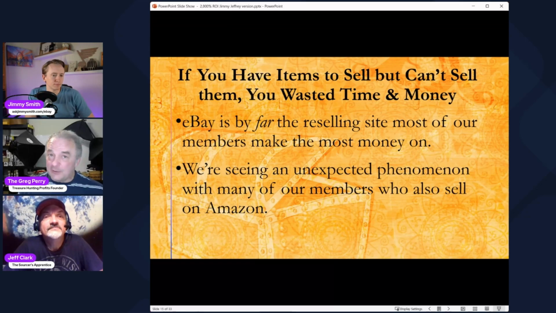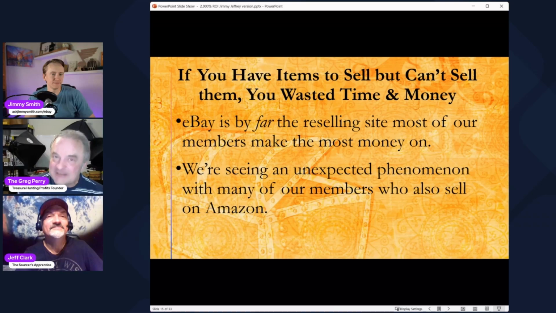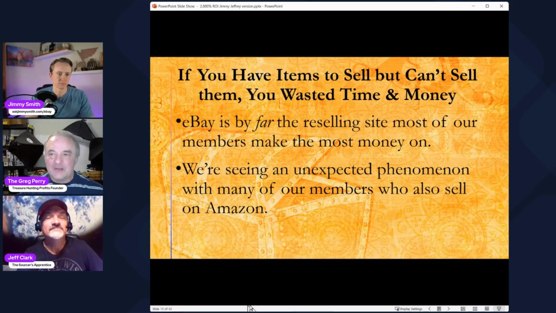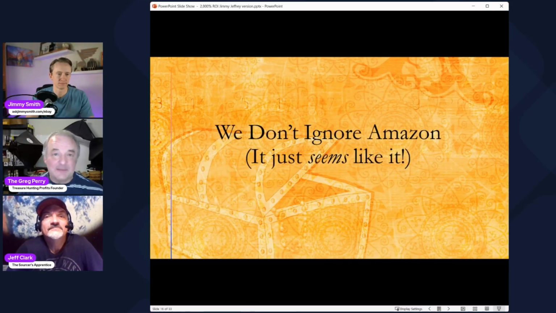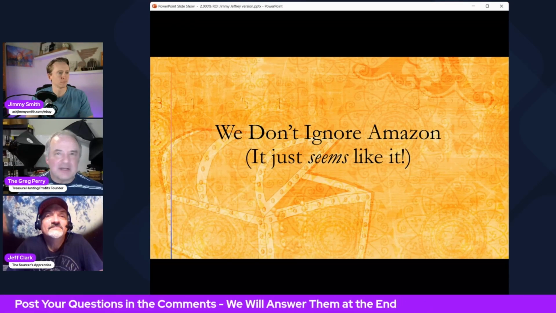I want to warn you that a shockingly large number of our resellers came from Amazon and they're moving away from Amazon and toward eBay exclusively. Not all of them, but a pretty surprising number, because our reselling model offers such a chance at such a giant return. But I promise we don't ignore Amazon in our group. It just mostly seems like it, because eBay is a platform that our members dominate, and you can't really dominate Amazon.